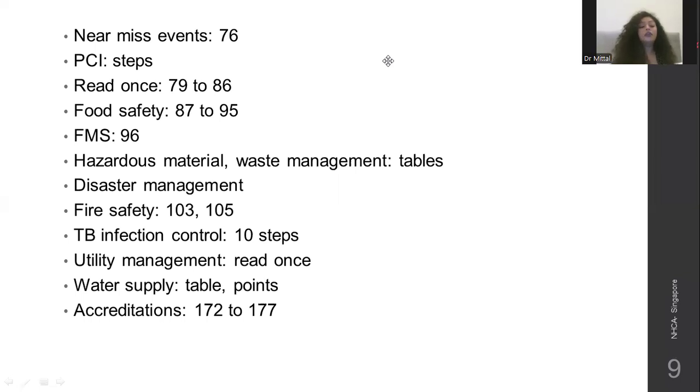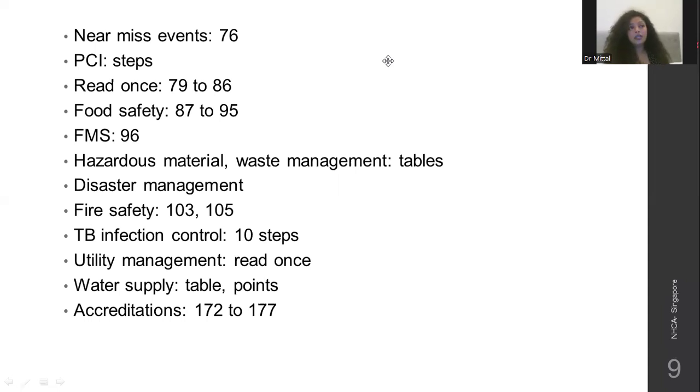Then TB control, there are 10 steps. Just read those 10 steps, understand the 10 steps. That's enough. Utility management, just read once. Water supply also, the tables and the points. Water supply required per patient visit, per OPD visit, per surgery, per inpatient. How much water on average is required. These things, just read.